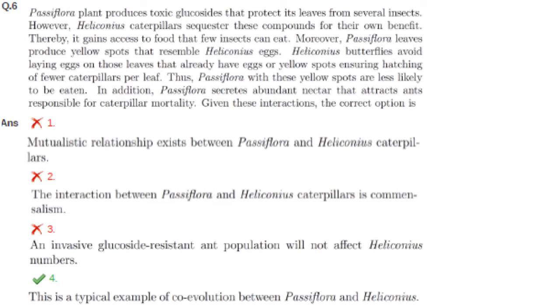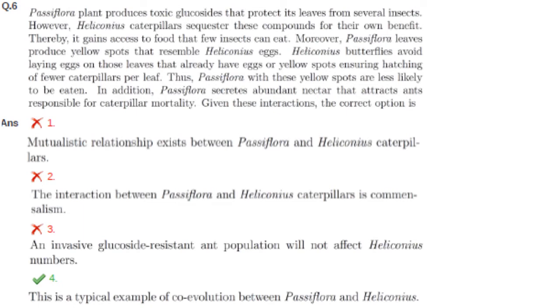But at the same time, Passiflora secretes nectar that attracts ants, which causes caterpillar mortality. So neither is benefited, but both are harmed. So it is not a case of commensalism. Then, an invasive glucoside-resistant ant population will not affect heliconius members? It will affect heliconius numbers.